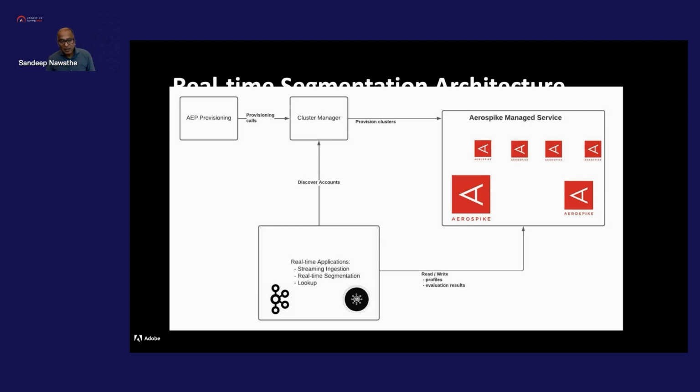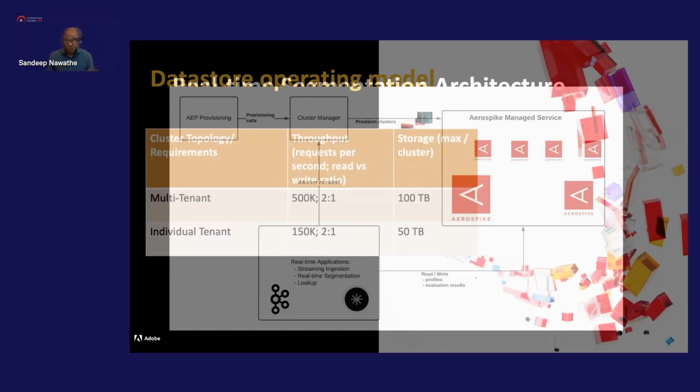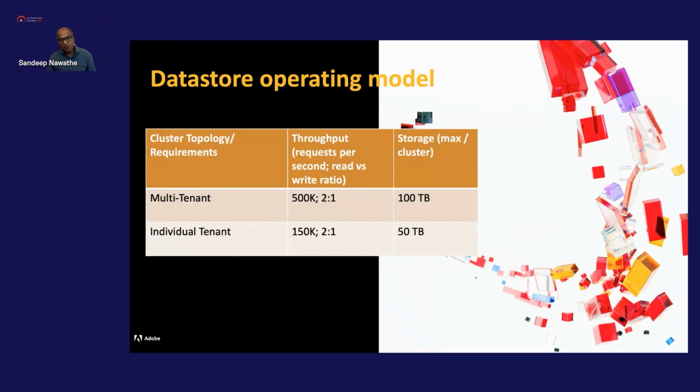The actual real-time application, the one that handles real-time segmentation, does the segmentation, lookup, and ingestion, looks up the profile data and profile state information, and writes back the evaluation results. That cycle just continues. For the typical throughputs, we are saying about 500K per second is what we see.